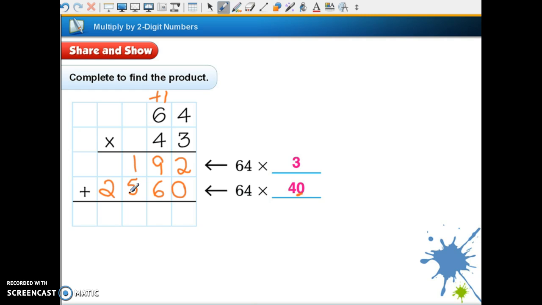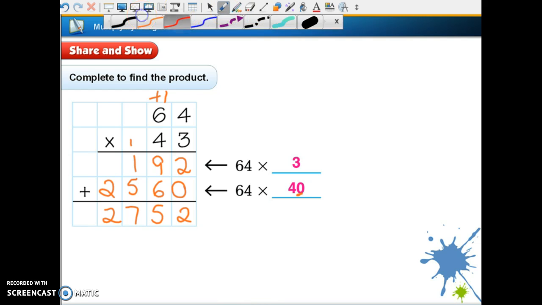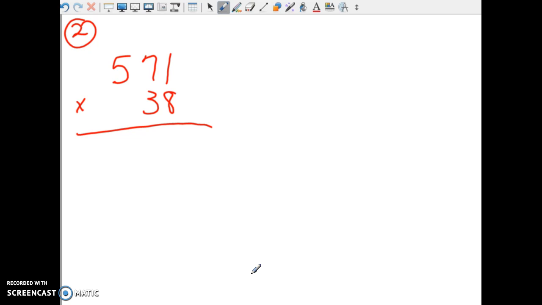Okay? So let's add our partial products. 2, 9 and 6 is 15, we regroup a 1. 5 plus 1 is 6, and there's nothing to regroup. So 2,752. Are there any questions on that? What I see most is that kids forget to do this. And then they have 256 over one place value, and it's in the wrong spot and their problem doesn't come out.